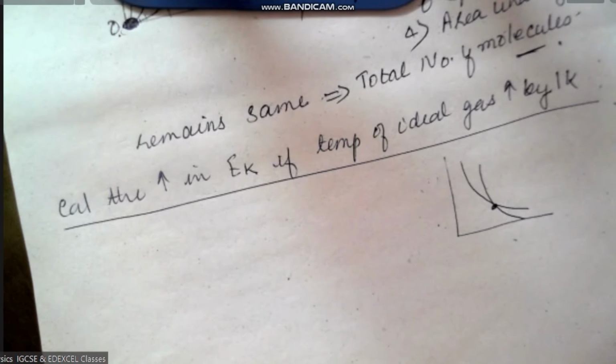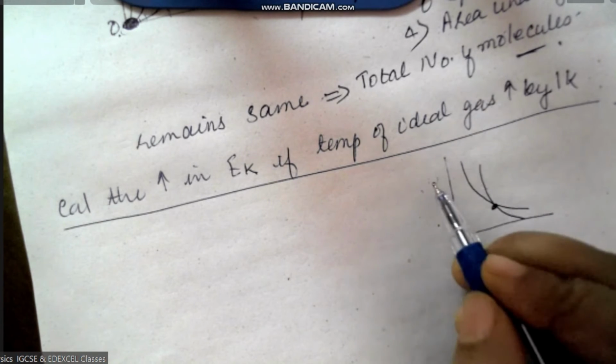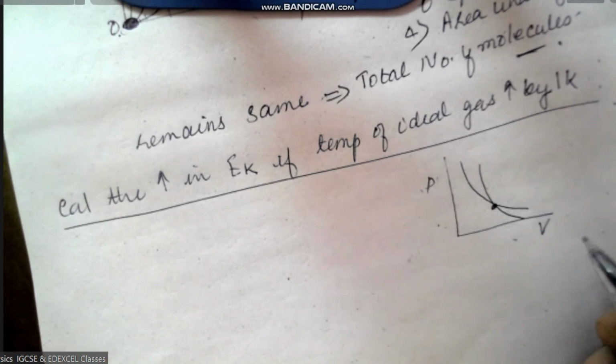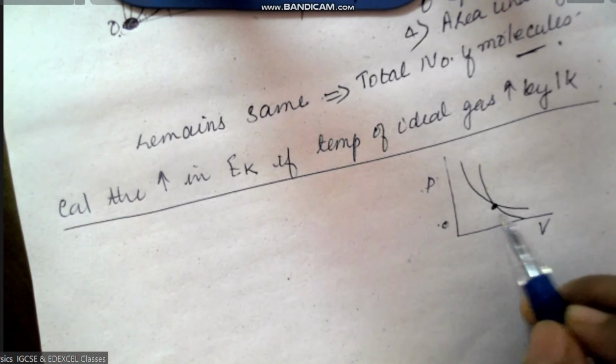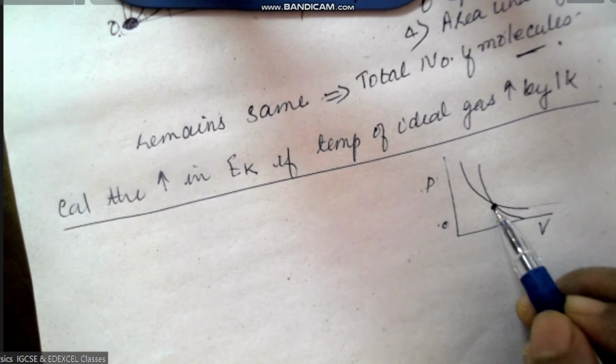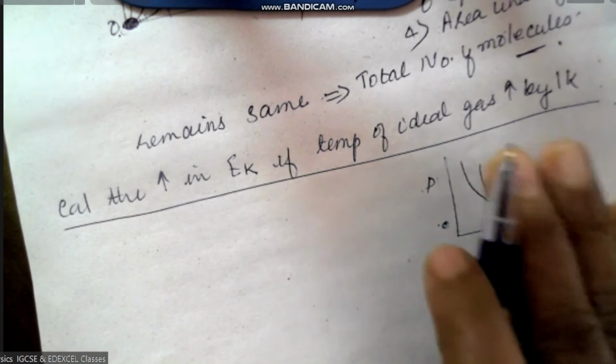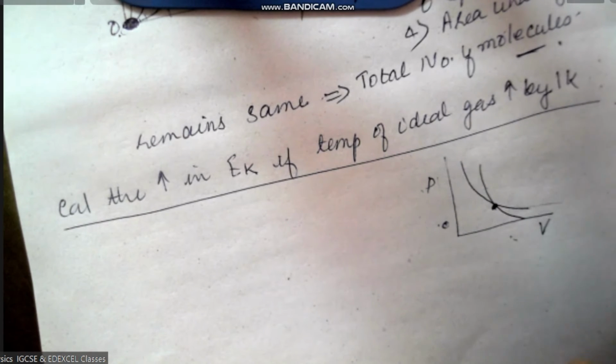When does a real gas behave like an ideal gas? Real gases behave like an ideal gas at high temperature and low pressure. So this is a PV graph for that. Only when the pressure is very low and the temperature is high do real gases approximately behave like an ideal gas.